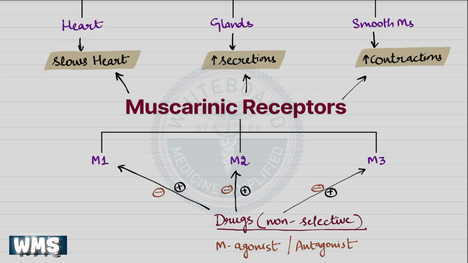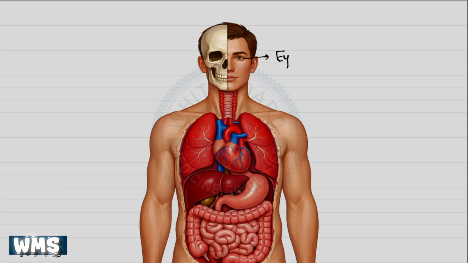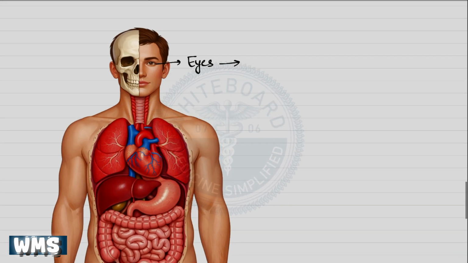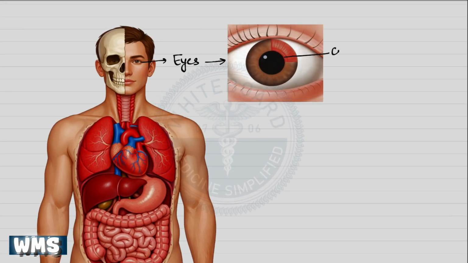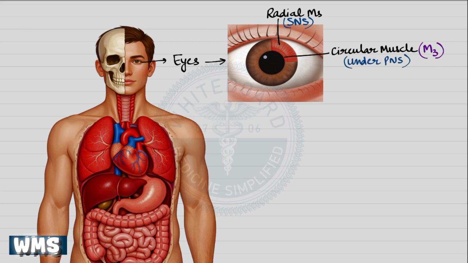Now let's move forward and discuss muscarinic receptors organ by organ, starting with the eye. In the eye, there are two important muscles controlling the pupil: the circular muscle, also known as the sphincter pupillae, and the radial muscle. The circular muscle is under parasympathetic control, while the radial muscle is under sympathetic control. The receptor present on the circular muscle is the M3 muscarinic receptor, and on the radial muscle, it is the alpha-1 receptor.